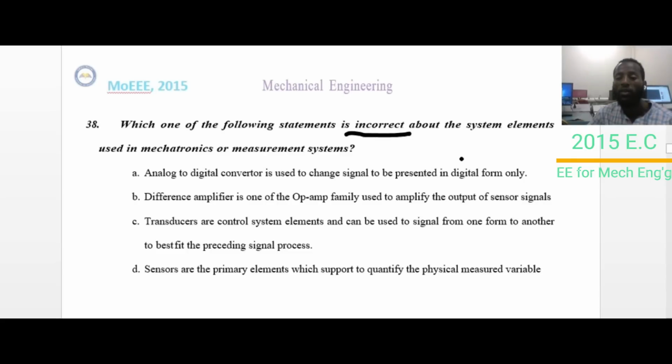So from this, the incorrect statement about the system element used in mechatronics or measurement system is C: transducers are control system elements and can be used to change signal from one form to another form to best fit the preceding signal process. This is incorrect regarding the mechatronics or measurement system.